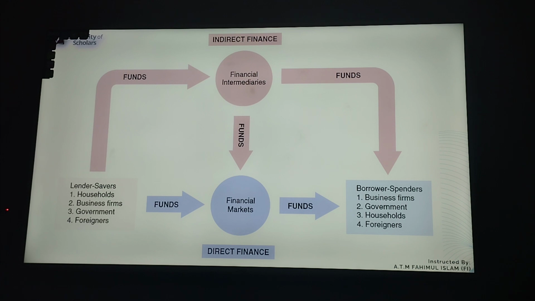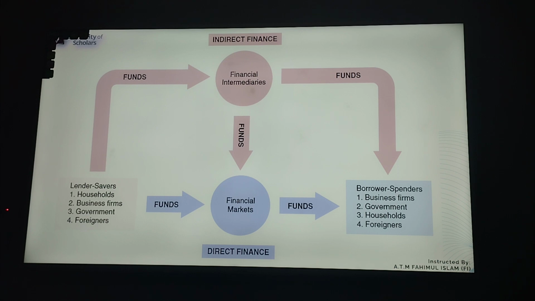You can see on the bottom left corner, lenders or savers. Lenders and savers can be households, business firms, government, and it can be foreigners too. So lenders and savers send the funds to the financial intermediaries, which goes to financial markets as well, and the financial intermediaries send the funds to borrowers or spenders, which is at the bottom right corner.